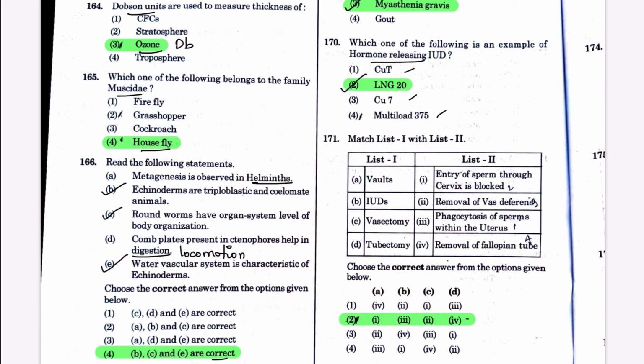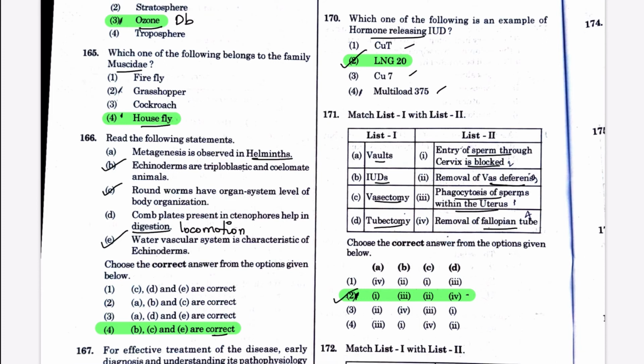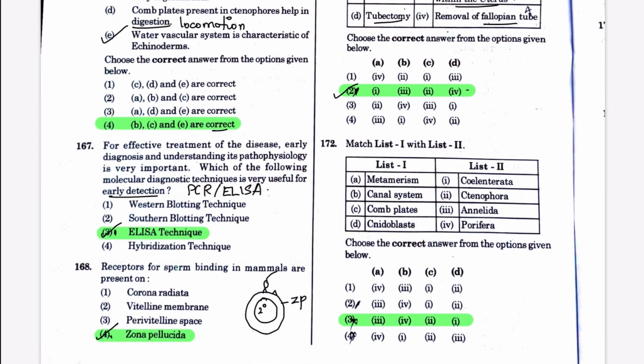Again, another question related to the same thing. We'll answer this also. This is very easy, right? Vasectomy and tubectomy. Obviously, vasectomy means removal of vas deferens, tubectomy is removal of fallopian tube. And we know walls, it's just a barrier method. So entry of sperm through the cervix is blocked, whereas IUD will cause phagocytosis of sperm within the uterus. So answer is option 2. For 172, again match the following.